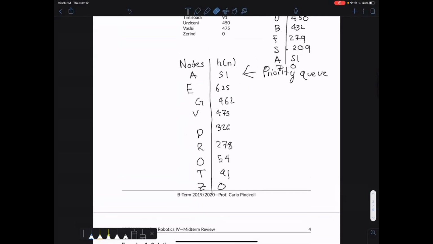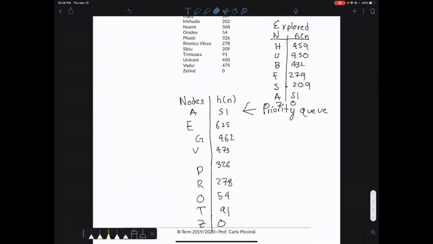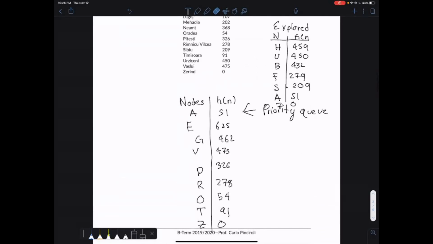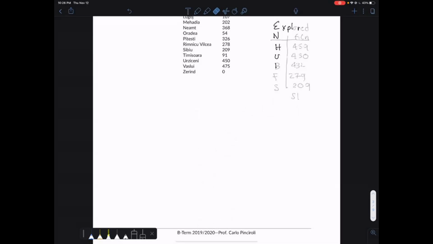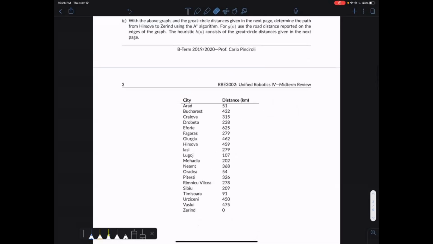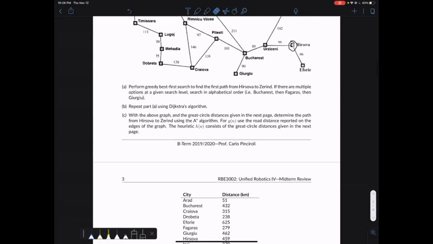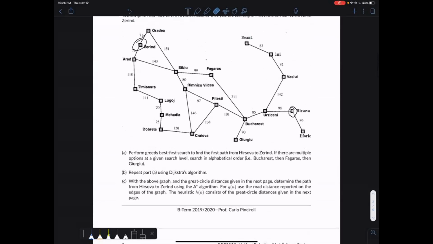Okay. Anybody else want me to leave this on the screen any longer or have any questions? If not, I'm going to go ahead and start on Dijkstra's algorithm. Cool. I'll take your silence as approval. Okay, next part. Do part A, but with Dijkstra's algorithm. Cool, so let's use Dijkstra's algorithm.